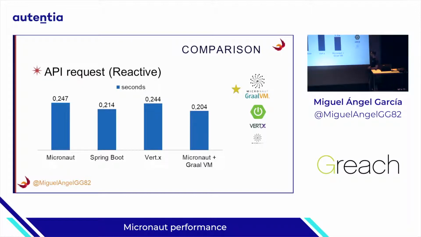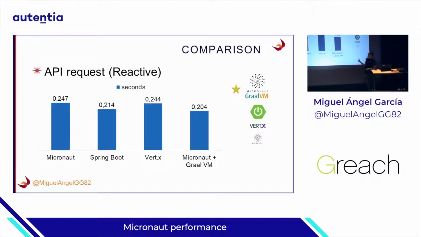And in the reactive way, once again, Micronaut plus Graal has the best results. In this case, it's almost the same figures for the four frameworks, but it's true that Micronaut plus Graal has the best result.